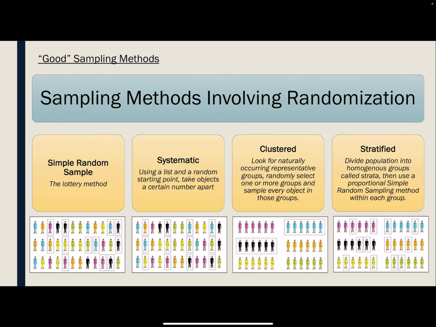So clustered: representative groups, randomly choose the groups, sample everyone within the randomly chosen groups. Stratified: homogeneous groups, randomly sample certain individuals within each group.